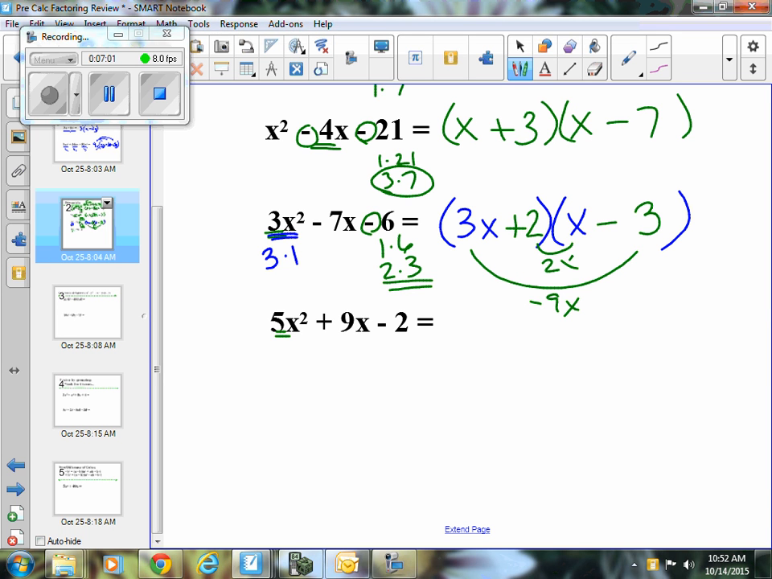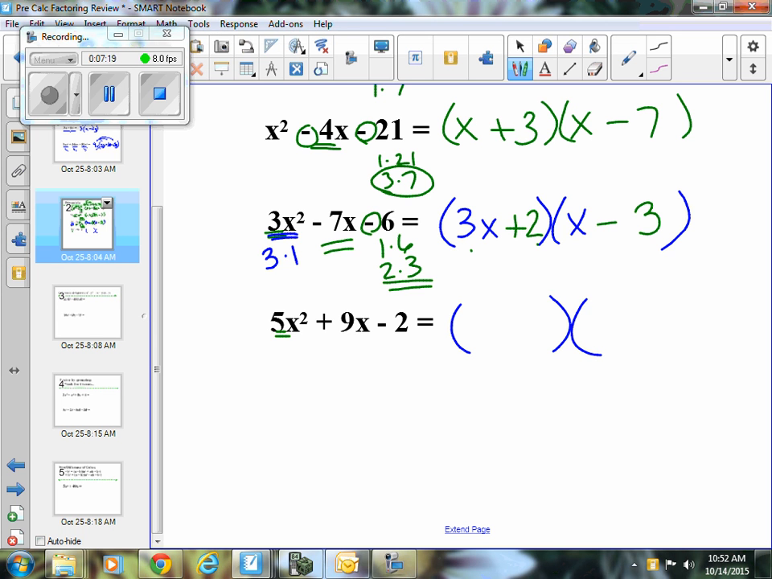Insides, that would give me a positive 2x. And when I add them together, I get a negative 7x, that term in the middle. So when you're adding them together, that's where you have to check. You actually have to do the outsides plus the insides. All right, let's try one more like that, and then we'll get on to some special kinds of factoring.